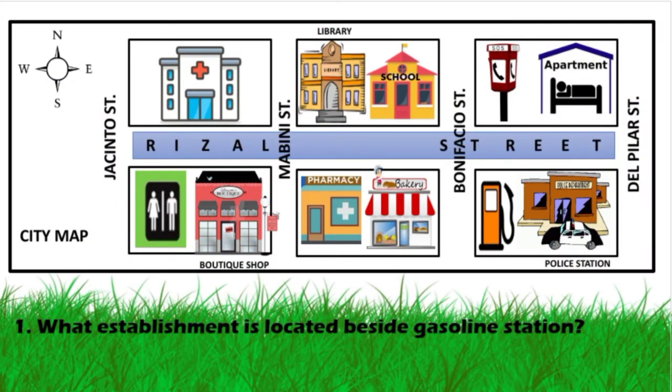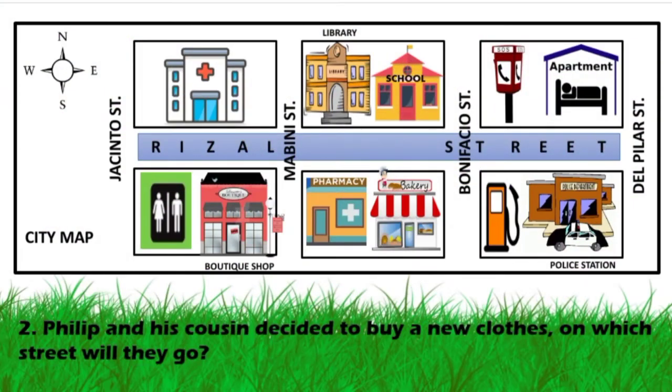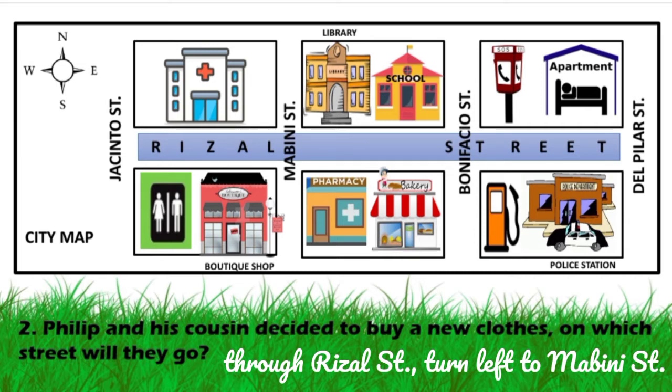Number 1 question. What establishment is located beside gasoline station? Very good. It is a police station. Number 2. Philip and his cousin decided to buy a new clothes. On which street will they go? Okay, very good. They will go through Rizal Street, then turn left to Mabini Street.